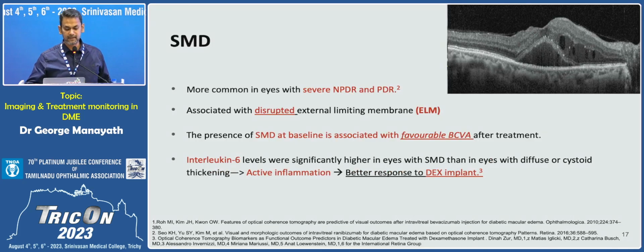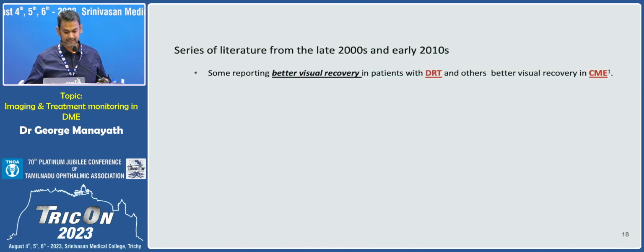Coming to another subtype, the serous macular detachment is said to have a good visual outcome with anti-VEGF therapy. But in the presence of hyperreflective dots, which is also said to be an inflammatory biomarker, a DEX implant may be better in this kind of OCT subtype when you see the serous macular detachment.